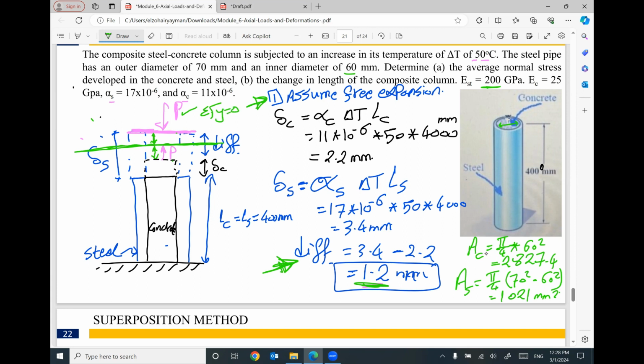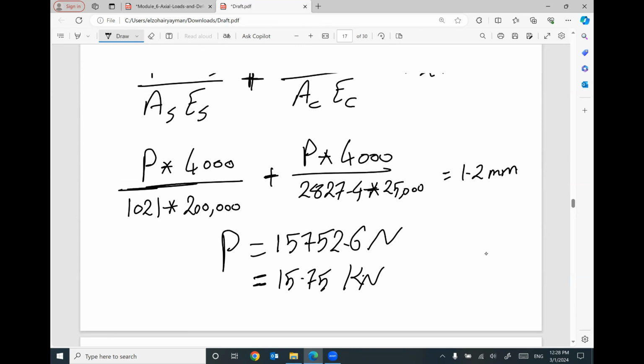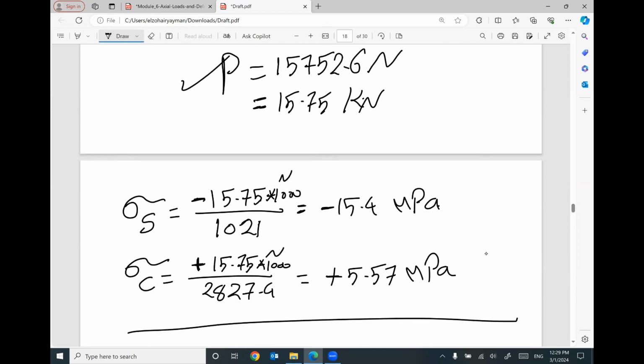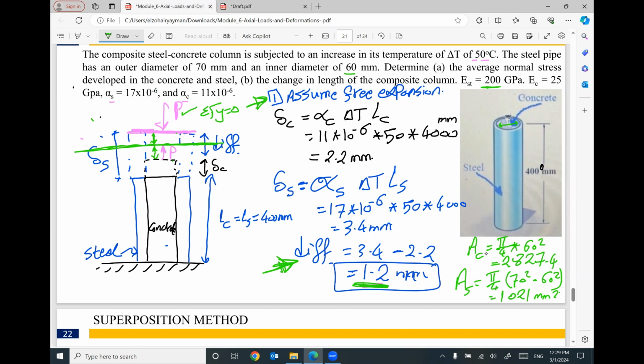So the force P is trying to push the steel down and the same force P is trying to pull the concrete up. The two materials will move under the effect of P equal to the difference between the two materials. So PL over AE for steel plus PL over AE for concrete will equal the difference between the two materials. I can find out the force P. Once you get the force P, I can divide the force P by area concrete and area steel to find out the stress. And keep in your mind, this force pushed the steel down, so it will cause compression. And the same force pulled the concrete up, so it will cause tension.